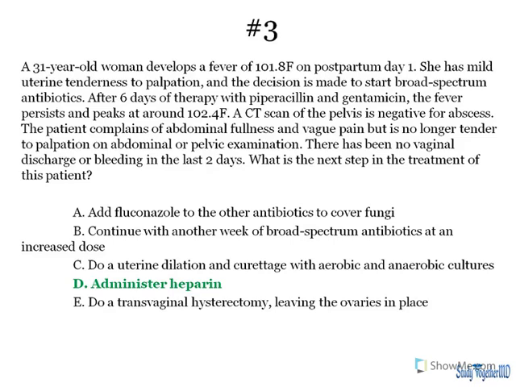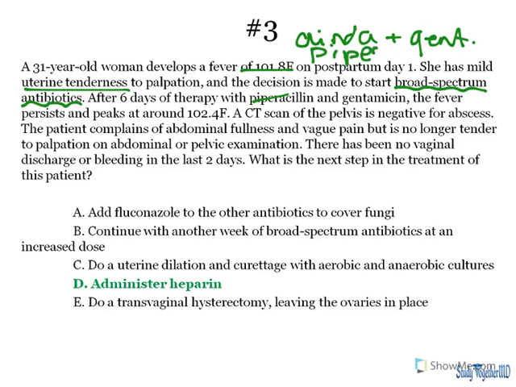So initially, this patient has fever, uterine tenderness, and we're going to think about endometritis right away. It has fever, uterine tenderness, and minimal abdominal findings. So we're going to use the broad-spectrum antibiotics. Okay? Well, nowadays we usually use clindamycin plus gentamicin, or we can actually use piperacillin plus tazobactam. All right.